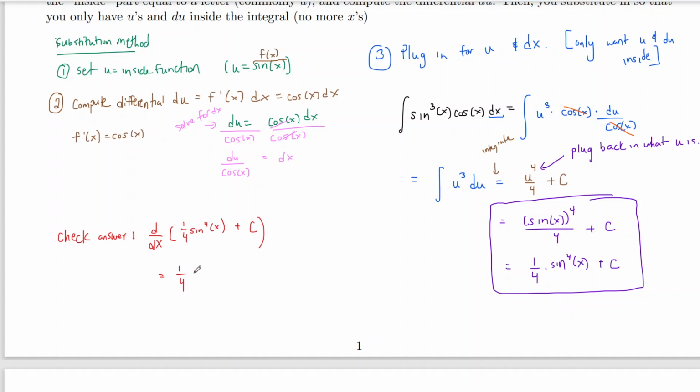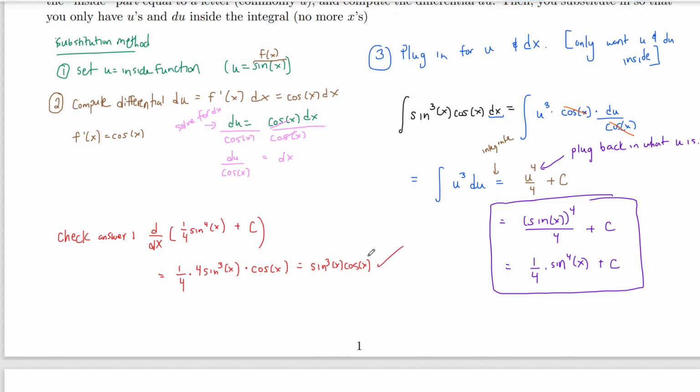When we do the derivative of sine to the 4th of x, we get 4 times sine cubed of x because we subtract 1 from the power. And then the derivative of the inside, sine of x, the derivative of sine is cosine of x. And if you look at this, the 4's cancel, and we get exactly sine cubed of x times cosine of x, which was exactly the inside. It is matching, and that means we are good to go.